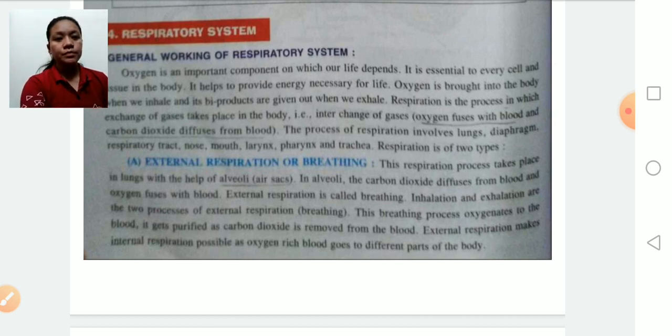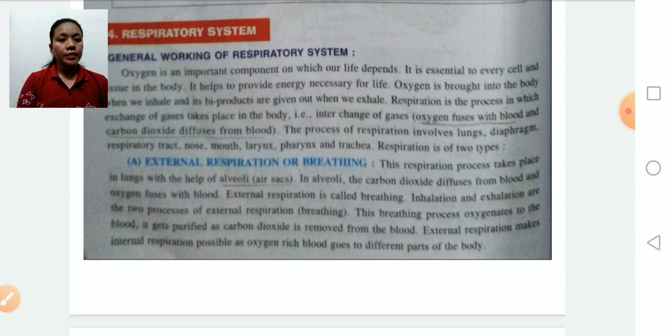When we inhale, oxygen is brought into the body. When we exhale, its byproduct, carbon dioxide, is released out from the body. Respiration is the process in which exchange of gas takes place in the body. That is, oxygen is diffused into the blood and carbon dioxide is diffused from the blood.